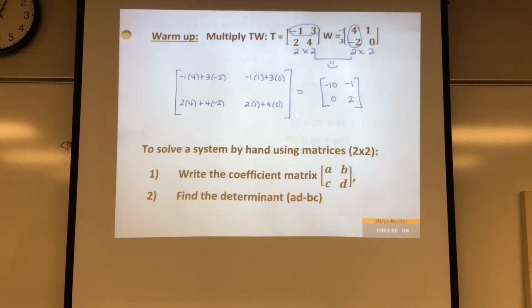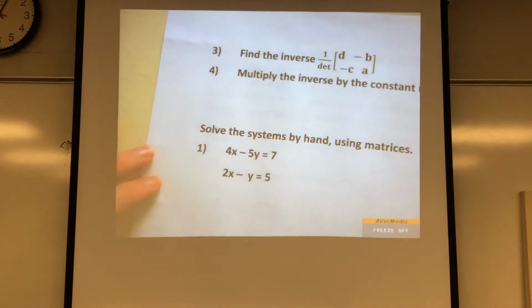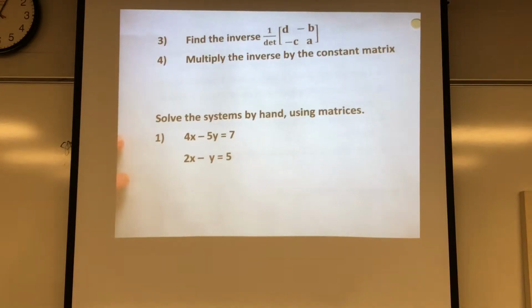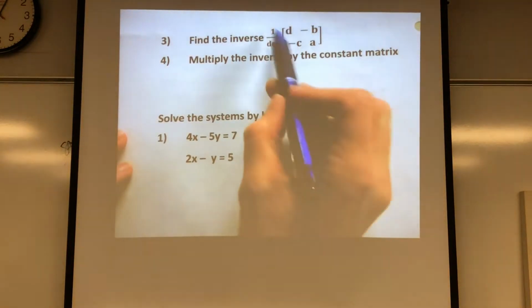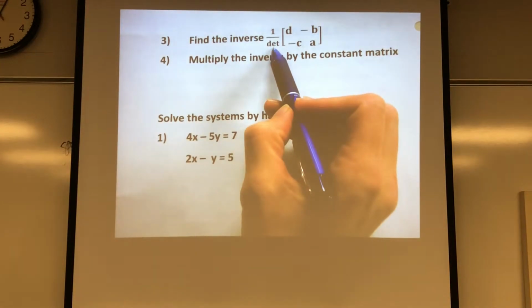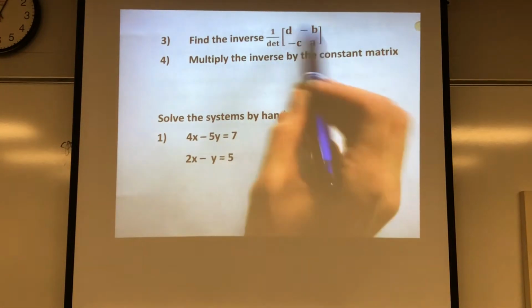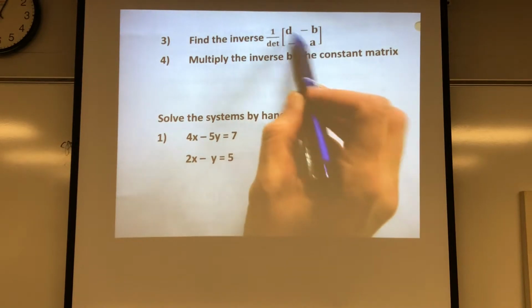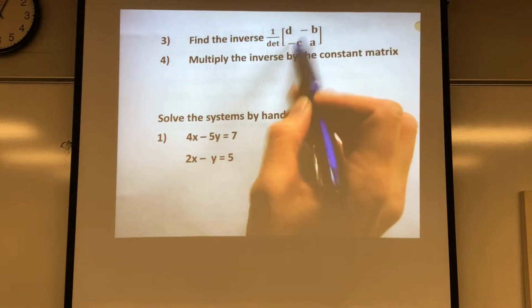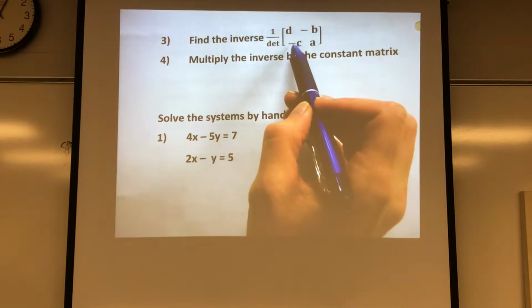Then there's 2 more steps after that. You may need to pause on the video from time to time to get everything written down. No worries, I'll be here when you get back. All right, step 3 is to find the inverse matrix. So we take 1 over the determinant, that's what you found in step 2, and we multiply it times this messed up matrix here. Notice A and D switched places and B and C became the opposite.